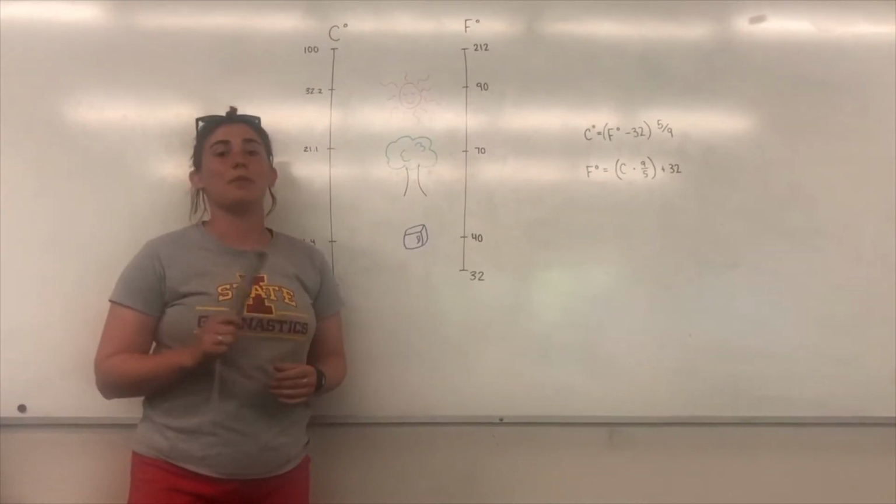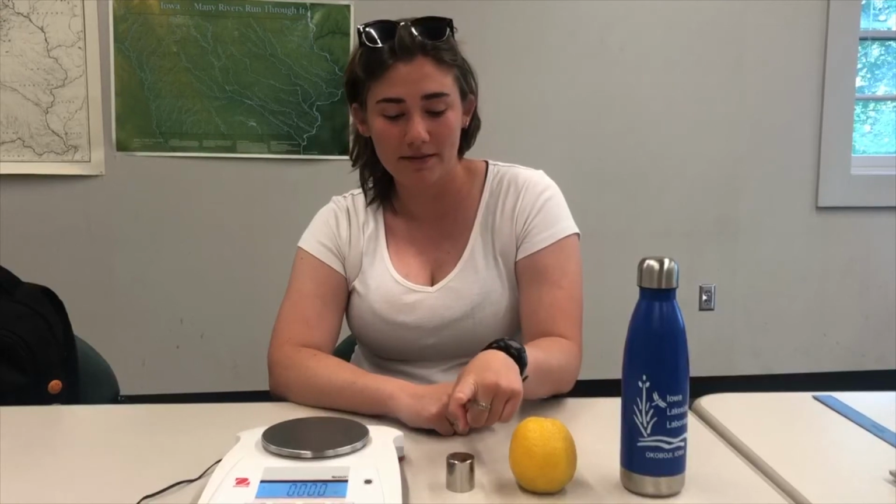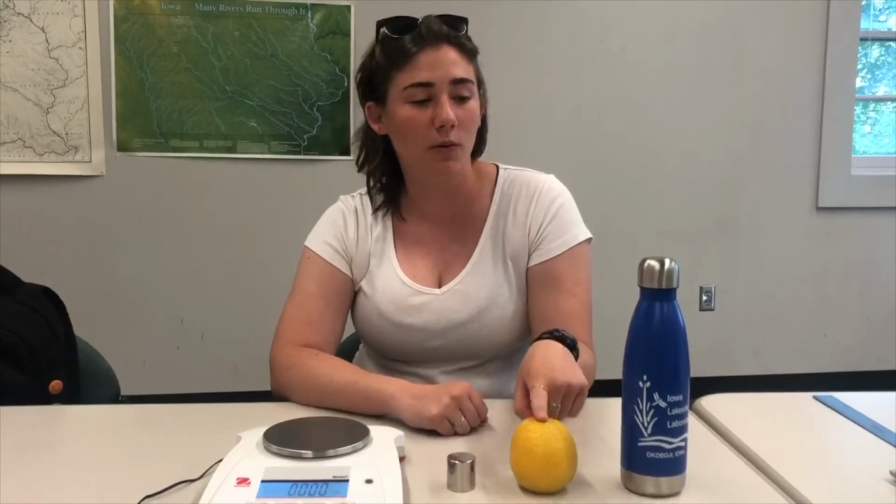Now we're going to talk about mass. We're going to compare the difference between the metric system and the imperial system using grams and ounces. We have 3 things we're going to measure: a metal weight, an orange, and a metal water bottle.